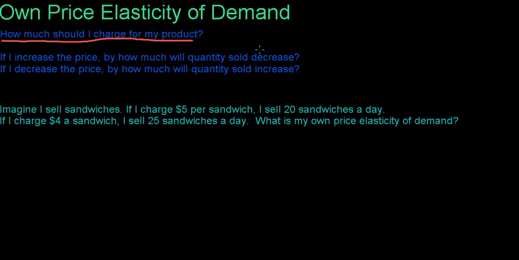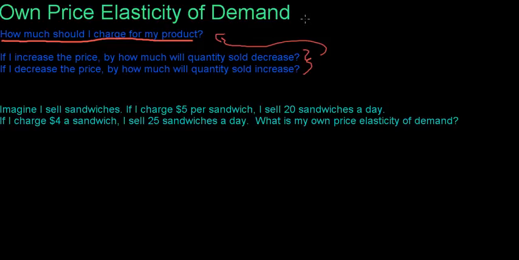So the two questions that have to be asked relate to this question up here. They're trying to figure out, if I increase the price, by how much will quantity sold decrease? So, I'll be making more money, but if I sell so few units that it doesn't even matter, then I should probably leave the price where it is. And vice versa, if I decrease the price, by how much will quantity sold increase? So maybe I could decrease the price just by 50 cents and I could sell 100 times more than what I was selling before. And that would be a huge increase in profit. So these questions are pretty important. And they all relate to the own price elasticity of demand.